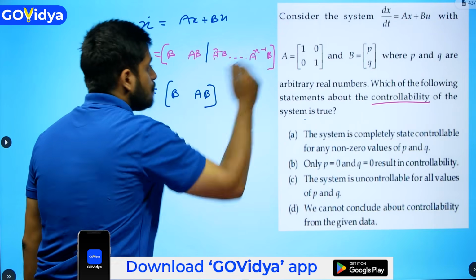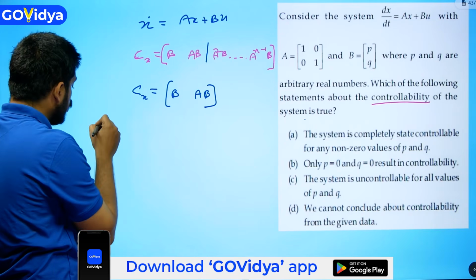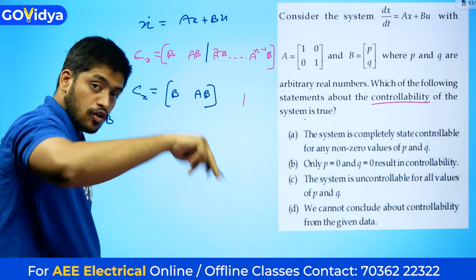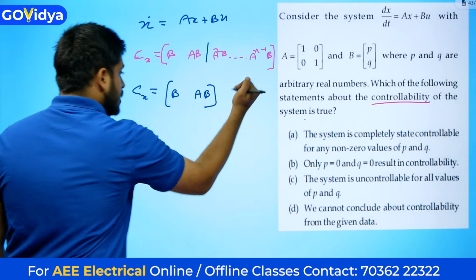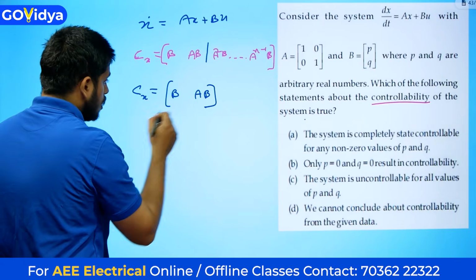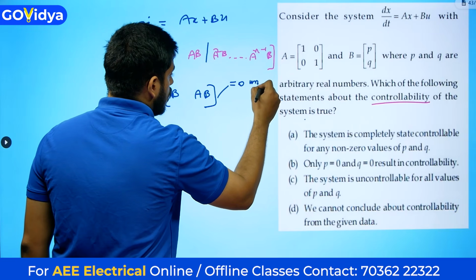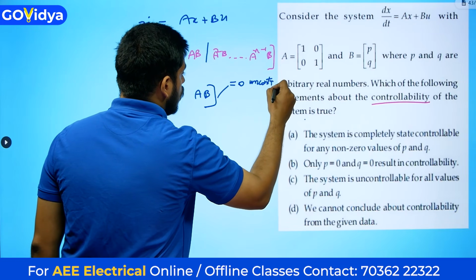B value we can directly put as P Q, but let us find the value of AB. So what is that value? If the system is controllable, okay, the condition is determinant not equal to 0. If it equals 0, uncontrollable.